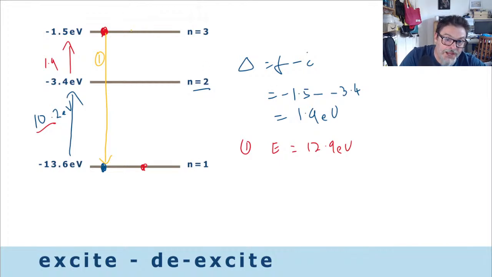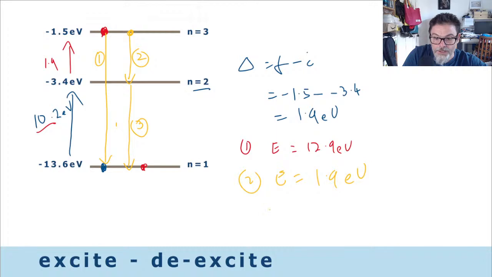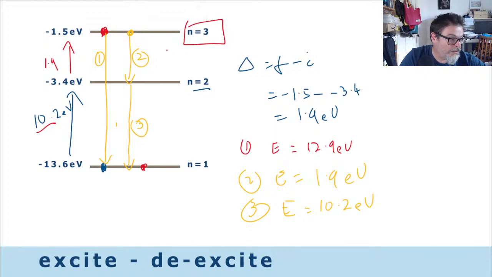But perhaps our electron, when it's at level 3, is going to drop back to level 2 and then drop down to level 1, in which case we're going to get 2 transitions. So in this case, transition 2 is going to have an energy equal to 1.9 eV, and transition 3 is going to have an energy equal to 10.2. So by introducing another level into our setup, we've now got a situation where we are getting 3 distinct frequency photons coming off. In other words, we've got 3 stripes of colour.